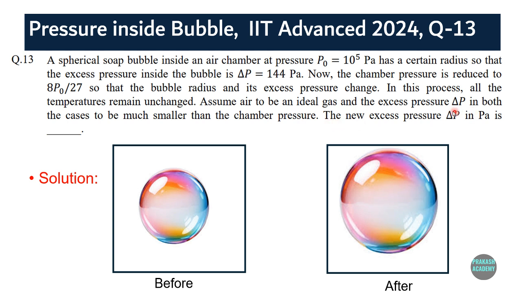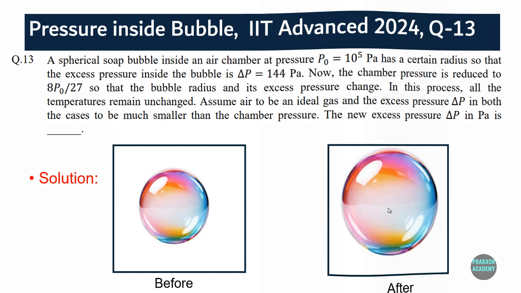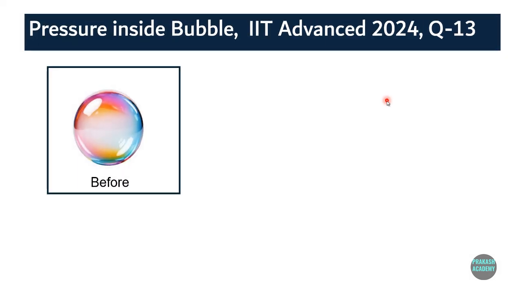It is also given that excess pressure is smaller than the chamber pressure. So this means if I have delta P plus P, then I can approximate this as P. So we have to find the new excess pressure delta P in Pascal. What is the new excess pressure inside this bubble? So let us try to solve this problem.